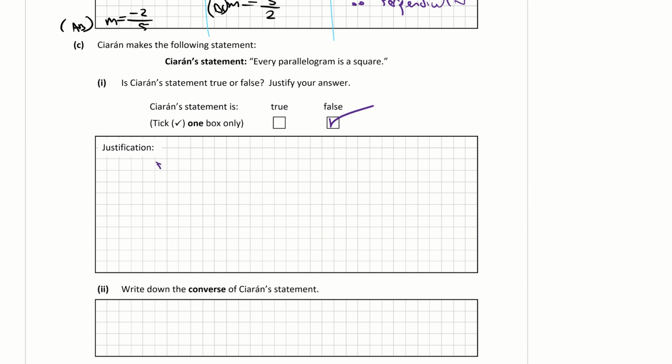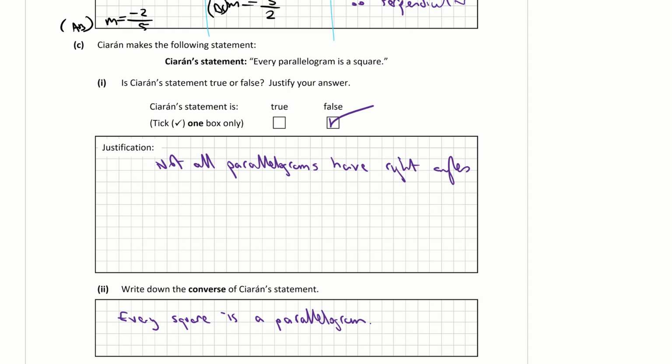So I'm just going to say not all parallelograms have right angles, because we know a square does have a right angle. So all parallelograms do not necessarily have right angles. Write down the converse to Kieran's statement, or the opposite to this. So Kieran has said that every parallelogram is a square. I'm going to say every square is a parallelogram.